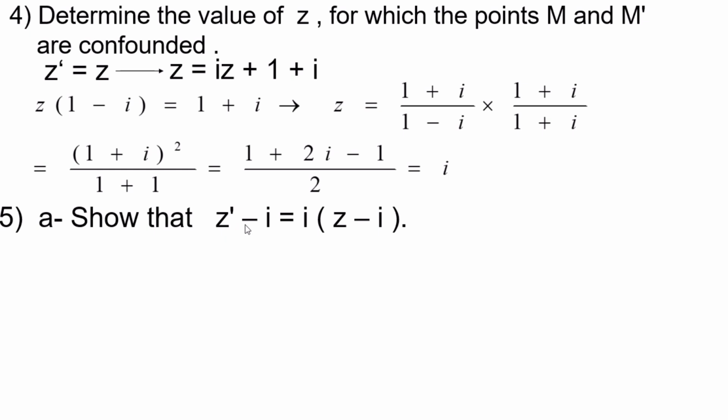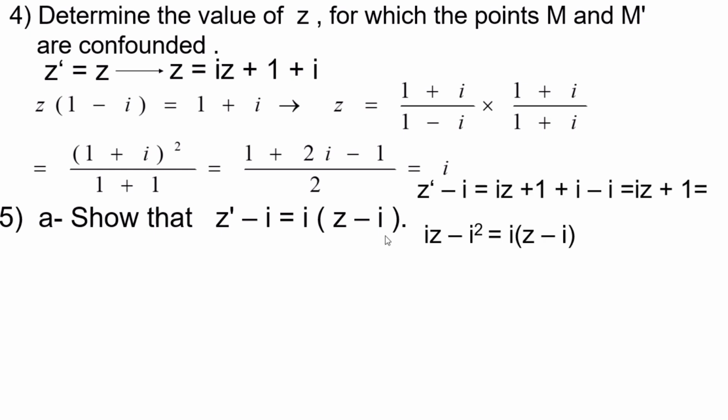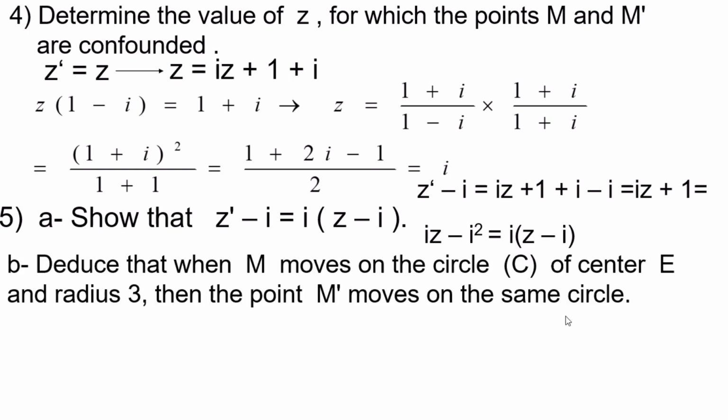Show that Z prime minus I equals I into Z minus I. Z prime minus I: substitute Z prime equals IZ plus 1 plus I, minus I cancelled. Here we have 1, and 1 can be written as minus I square, because I square equals minus 1. Here IZ minus I square. Take I common factor, we get I into Z minus I.